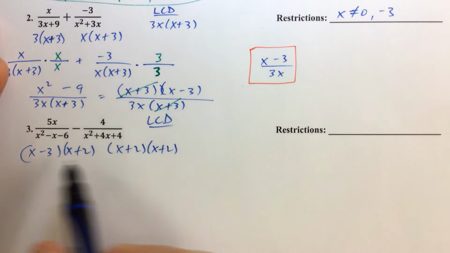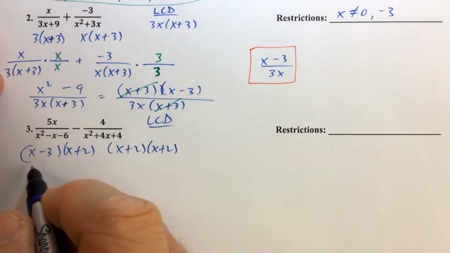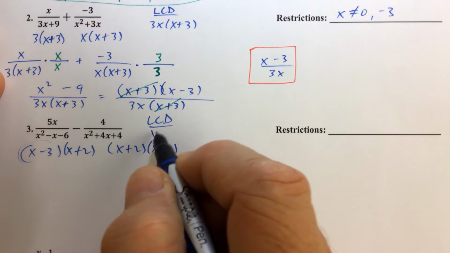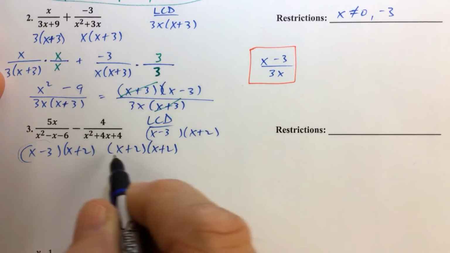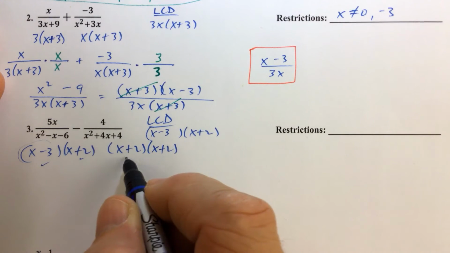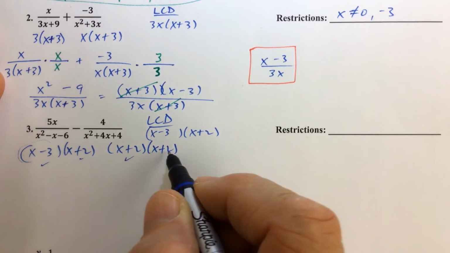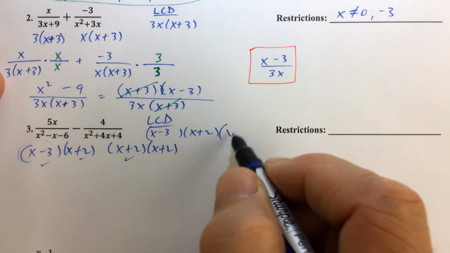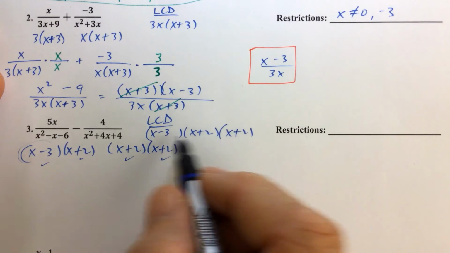I'm not sure where I left off, but we factored both denominators, and so therefore our lowest common denominator, we can see we need an x minus 3 in there. We need an x plus 2 in there. And so that takes care of those denominators. But then this denominator here, we've got two x plus 2's. So they don't go into just one x plus 2, so we need to make sure we add another x plus 2 in there. So now we have our lowest common denominator.